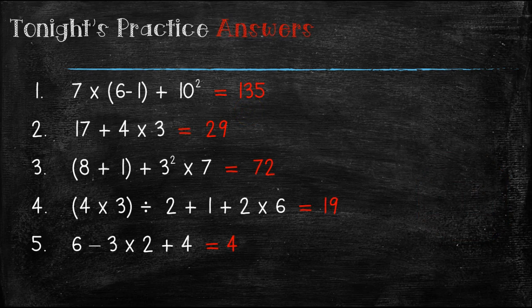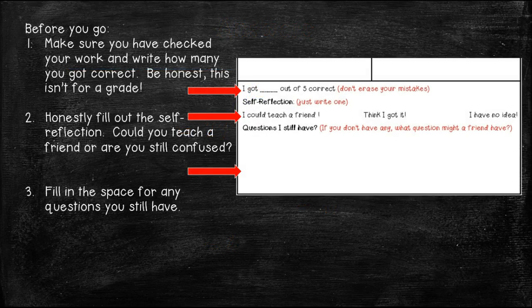All right, here are tonight's answers. Go ahead and pause the video and see if you got the same answers I did. Remember, it's not for a grade, we're just doing the very best we can. If you got a different answer, maybe go back and rewatch the video to figure out why you did it wrong, or look back at our please excuse my dear Aunt Sally order of operations to see maybe you did something out of order. So make sure you've checked your work and you write how many you got correct.